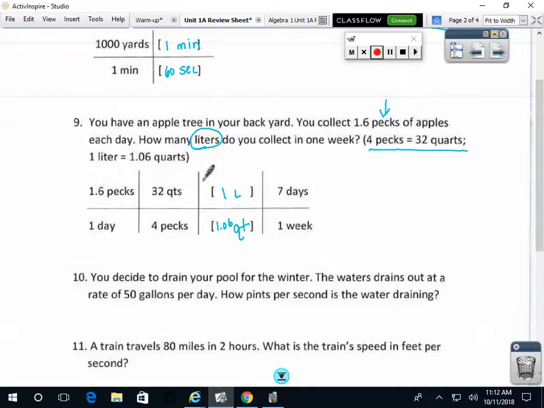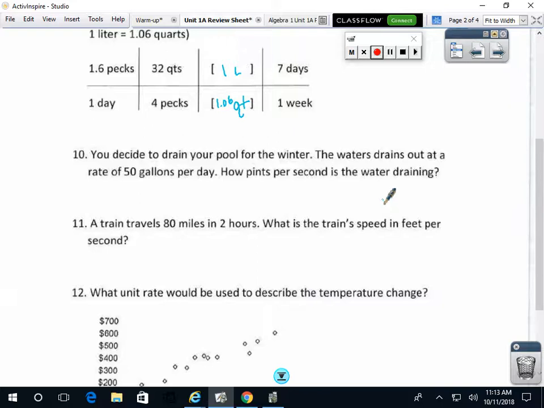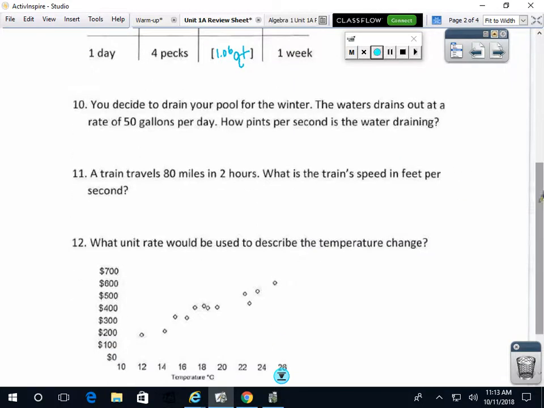You just have to know the rules of the chain, that if quarts was in the top, it now goes in the bottom. We're trying to get to liters, so we use this. 1.06 quarts is 1 liter, and then you're done. So there are going to be some questions on the test where that's what you have to do, just fill in the missing component of the chain. But there are other questions on the test where you actually have to do the whole chain by yourself. So let's try number 10 first. I'm going to do it with you, and then I'll give you time to copy it, okay?